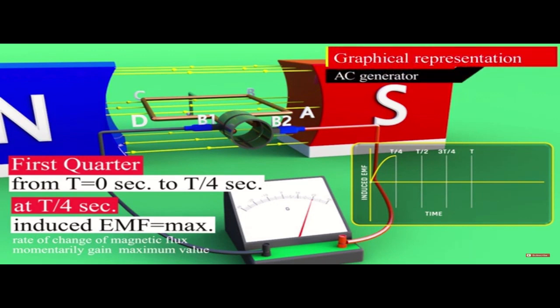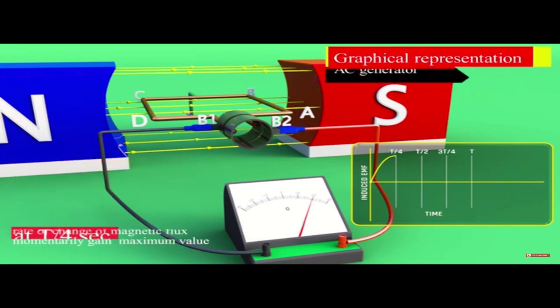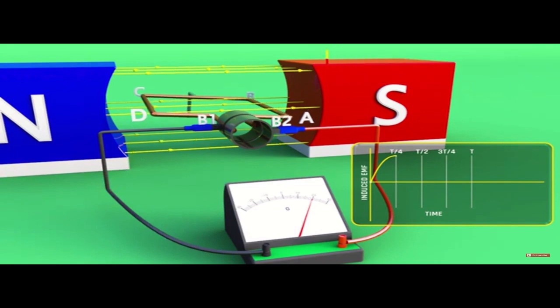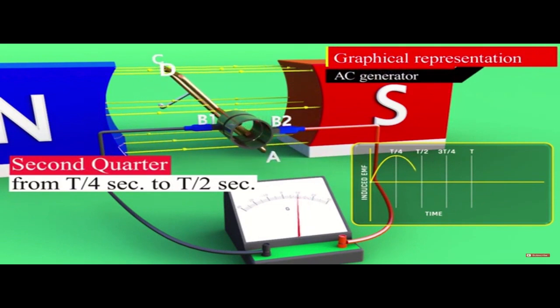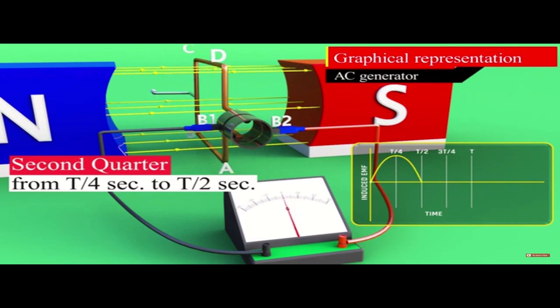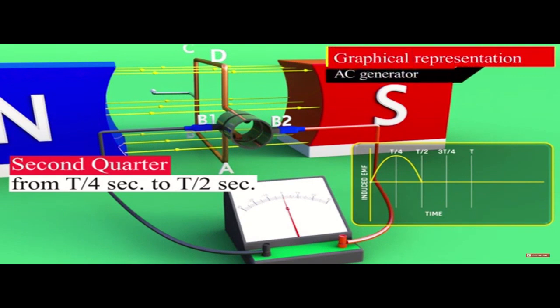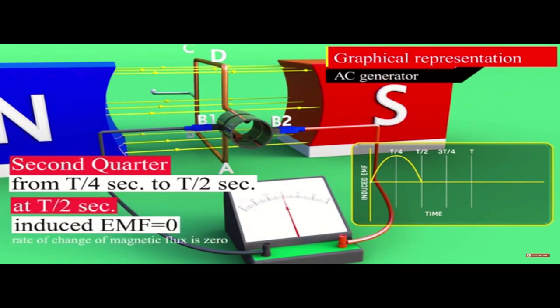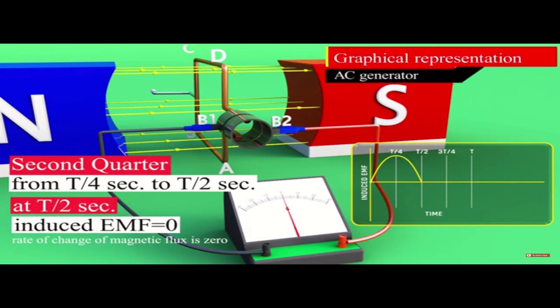During second quarter of rotation, from t over 4 seconds to t over 2 seconds, part of armature AB moves again down and part CD moves up. In this period, induced EMF decreased from its maximum value to 0. In t over 2 seconds, armature again is in vertical position. Part of armature AB is down and part CD is up. Part of armature AB and part CD moves parallel to the magnetic field at that moment. Also at that moment, the rate of change of magnetic flux is 0. Therefore, induced EMF is 0.